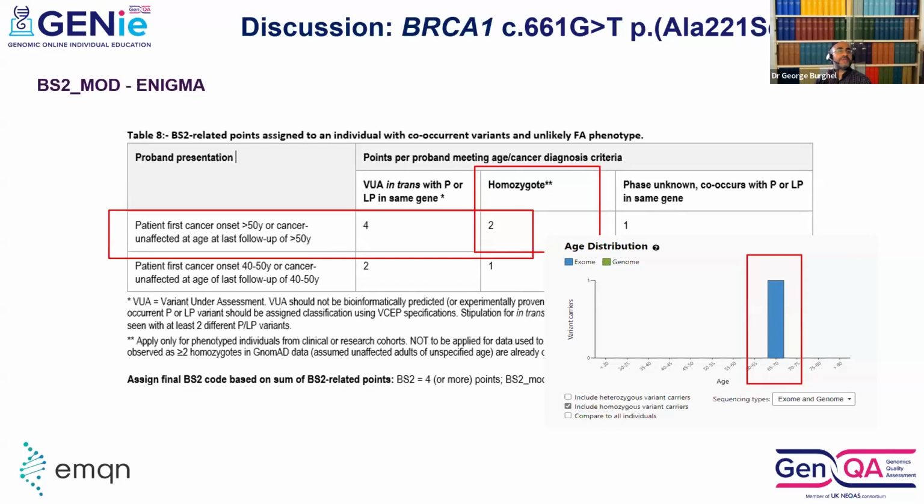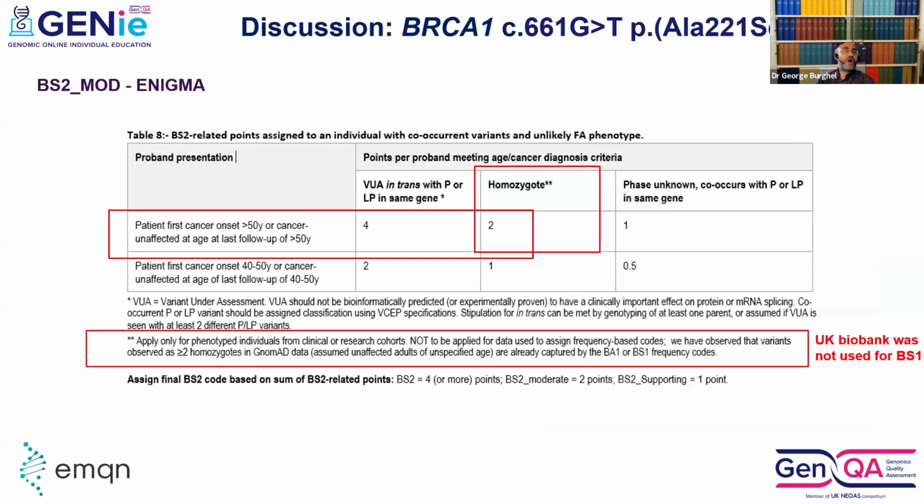And in this case, if you go to NOMAD version 4, which includes the UK Biobank data, you will find this homozygous case with a patient aged 65 to 70, which gives us 2 points there. Now, why this is a little bit controversial to use or not to use: you can see that in the guidance they state that we should not apply data used to assign frequency-based codes.